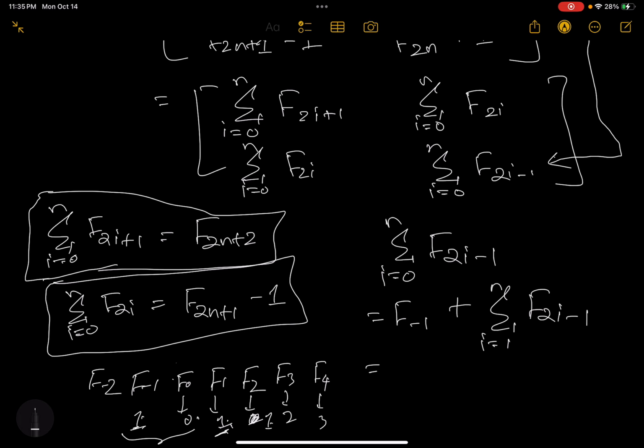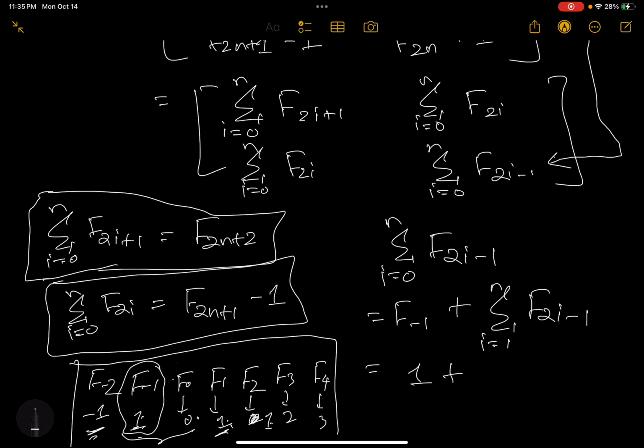For minus 2, there should be a number over here so that the number and 1 would sum to 0, so f(minus 2) is minus 1. So this is how you extend the Fibonacci numbers. That's why f(minus 1) is just 1, right? This is 1 plus. Now I can write this as the sum from i equals 0 to n minus 1 of f(2i plus 1), right?